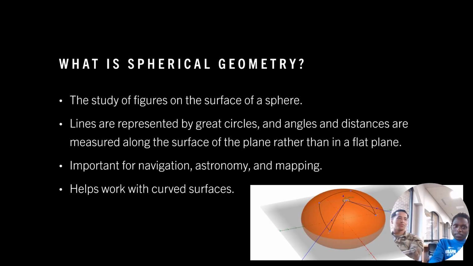Alrighty, so let's get to the basics. What is spherical geometry? Spherical geometry, in a sense, is just the study of figures on the surface of a sphere. It has lines that are represented by great circles, and angles and distance are measured along the surface of the sphere rather than a flat plane. It's important for navigation, astronomy, and mapping. It helps work with curved surfaces. So in a sense, when our phones tell us where to go, that's spherical geometry.